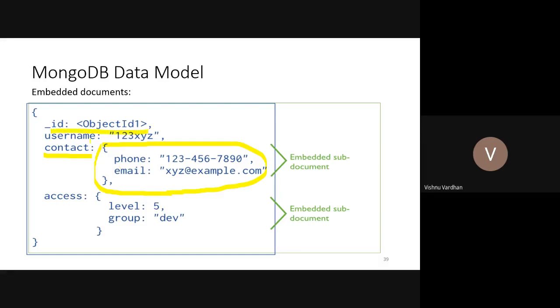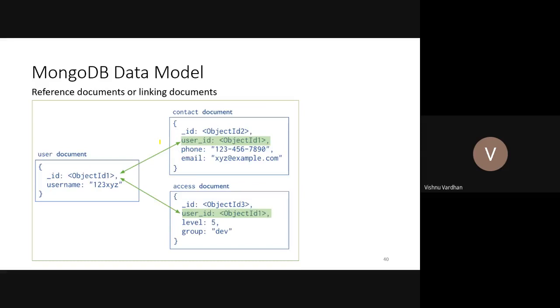And this is your primary key. Every document is going to have a uniquely identified object ID, so it is going to be automatically given by MongoDB. So this is the primary key.